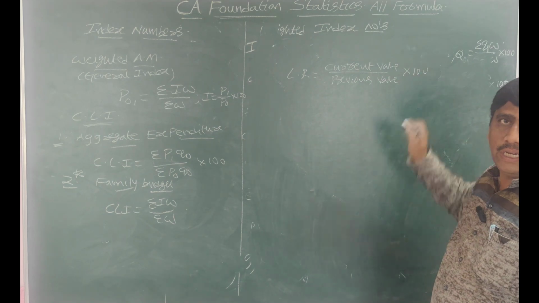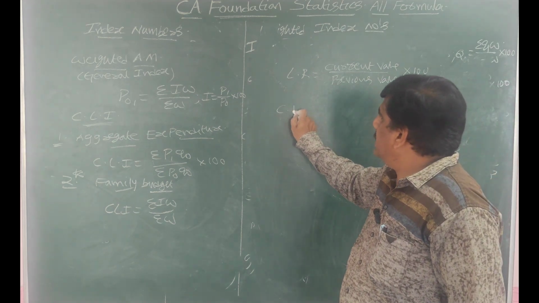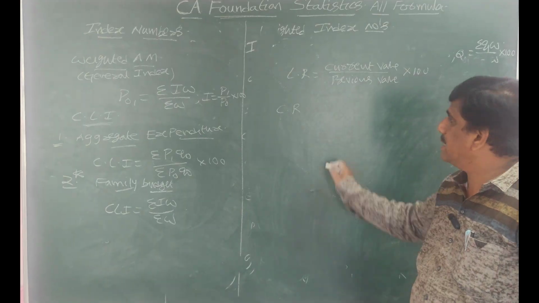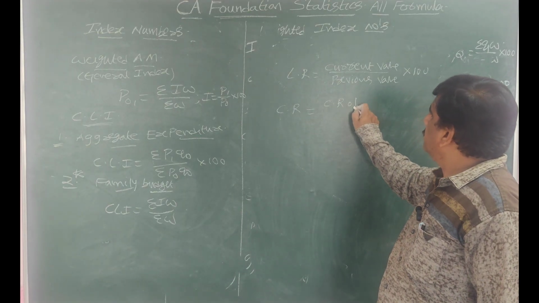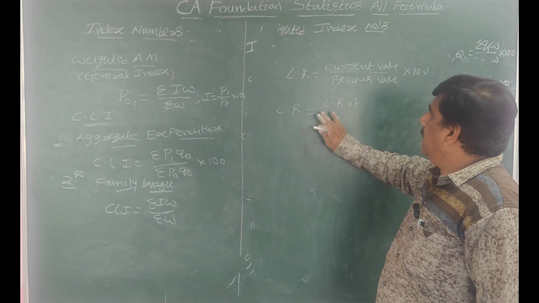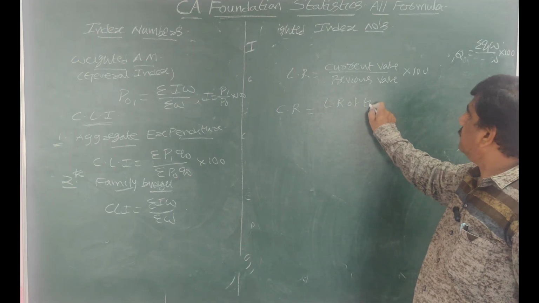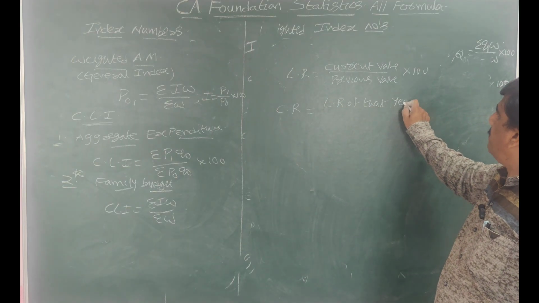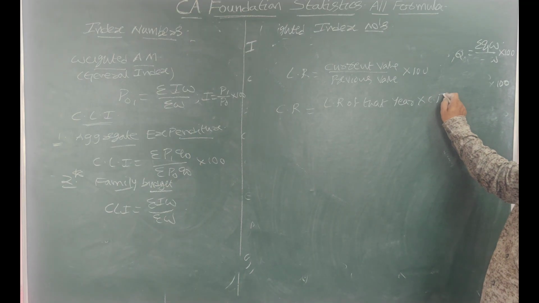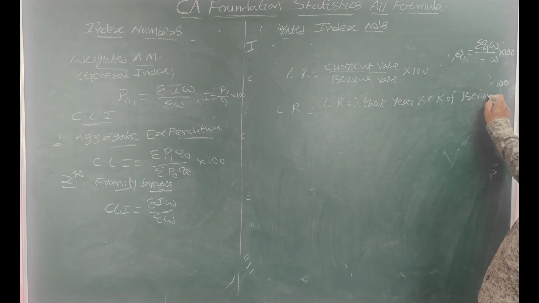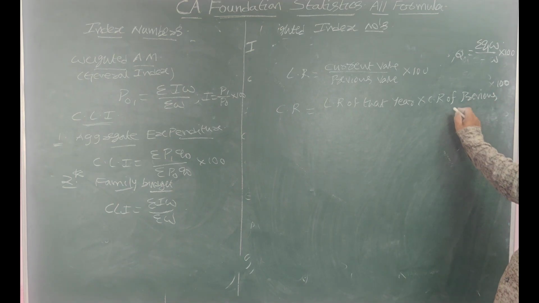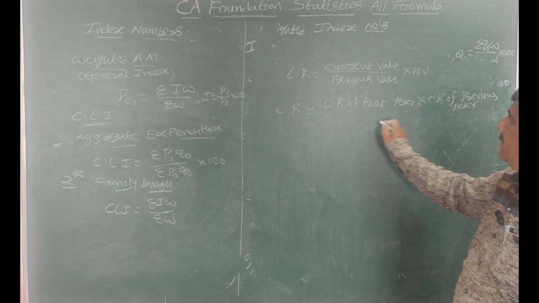After computing link relative, you can compute chain relative, CR or CBI, chain base index, where the formula is CR of that year equals LR of that year into CR of previous year divided by 100. This is the formula for chain base index. LR of that year into CR of previous year by 100. Chain base index formula.